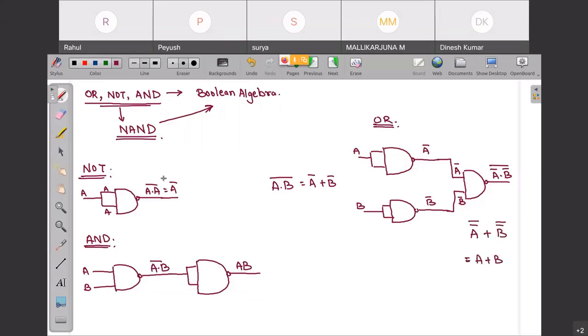This is OR gate. You can see for construction of NOT, I require one NAND gate. For construction of AND, we require 2. For construction of OR, we require 3 NAND gates. Is this clear?